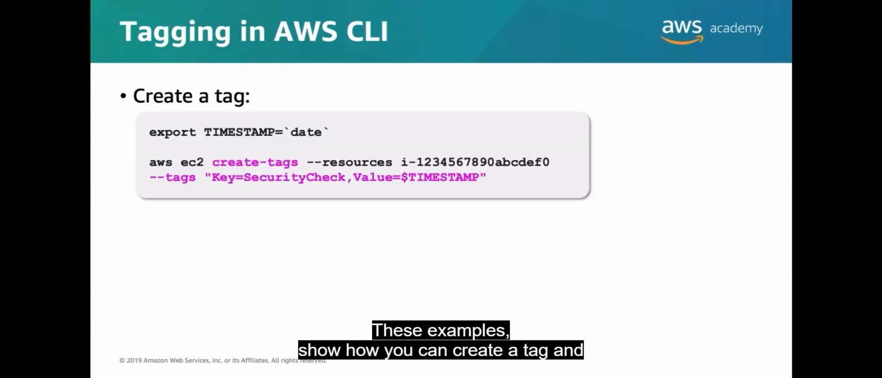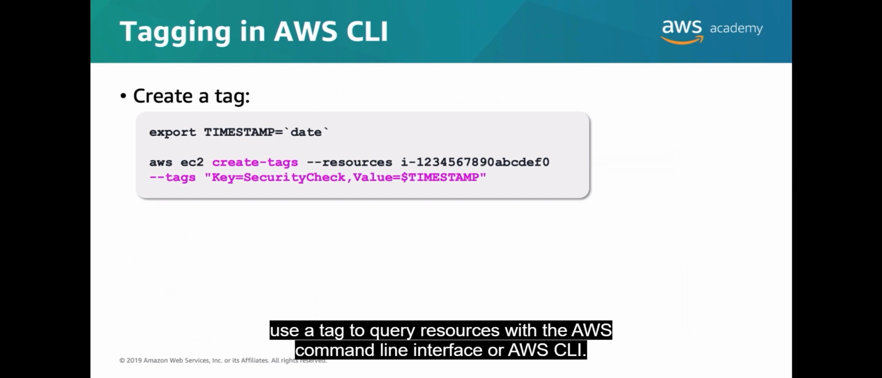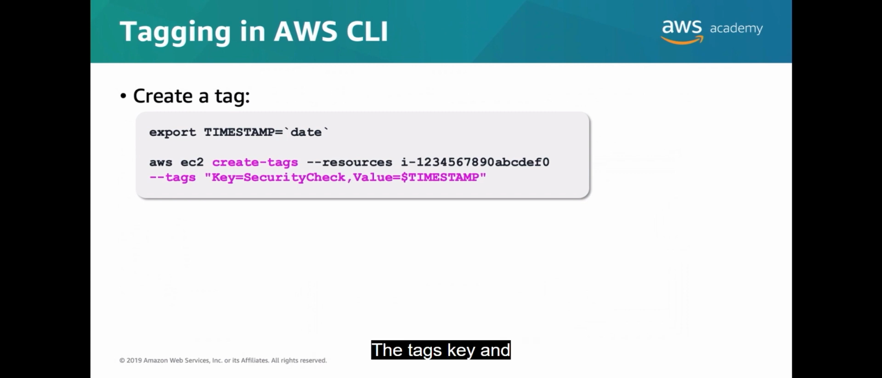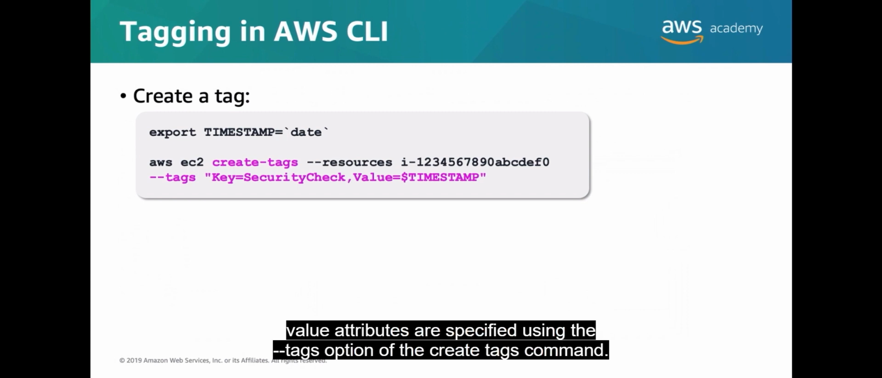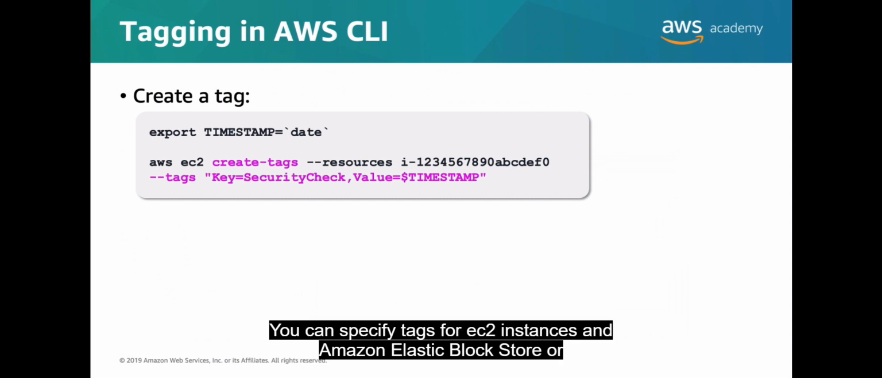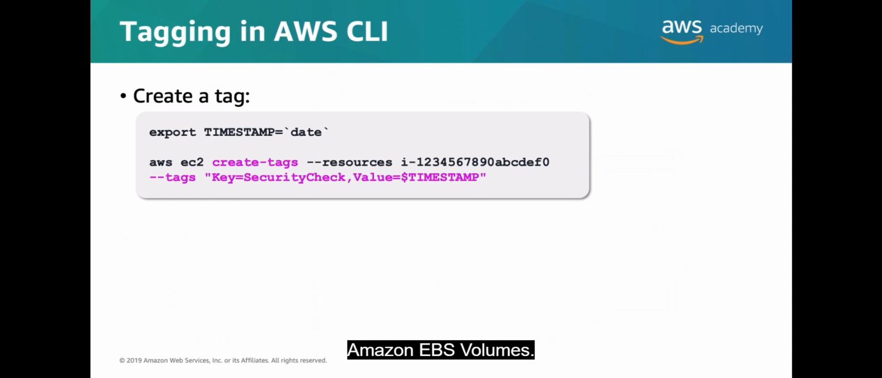These examples show how you can create a tag and use a tag to query resources with the AWS Command Line Interface, or AWS CLI. The first command creates a tag named Security Check on the instance. It also assigns the value of the current timestamp to the tag. The tag's key and value attributes are specified using the --tags option of the create-tags command. You can specify tags for EC2 instances and Amazon Elastic Block Store, or Amazon EBS, volumes.